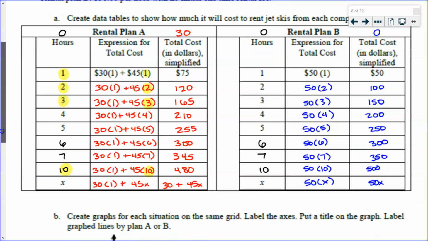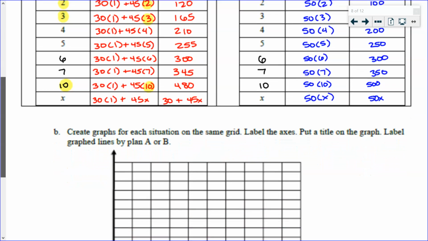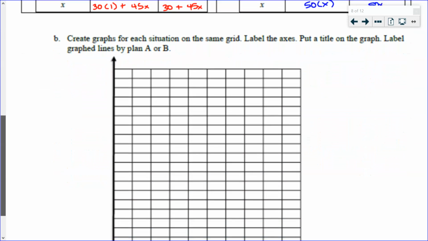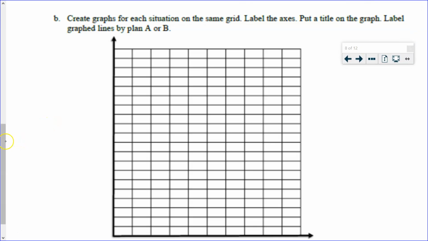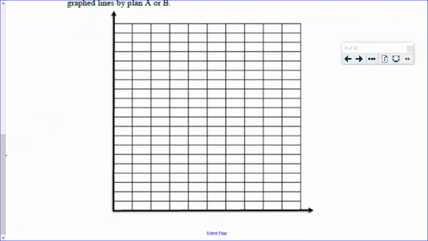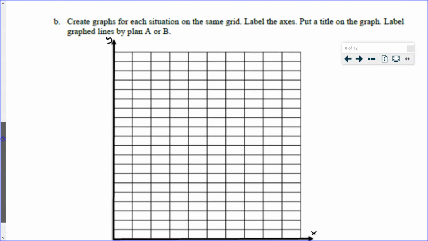All right, that's the hard part. The hard part's done. Now it's time to graph. When we graph, we need to graph both of them here on the same grid, and we need to label the axes. So let's start by labeling the axes. This one we remember is our x-axis. This one is our y-axis. What should I be putting on the x-axis?